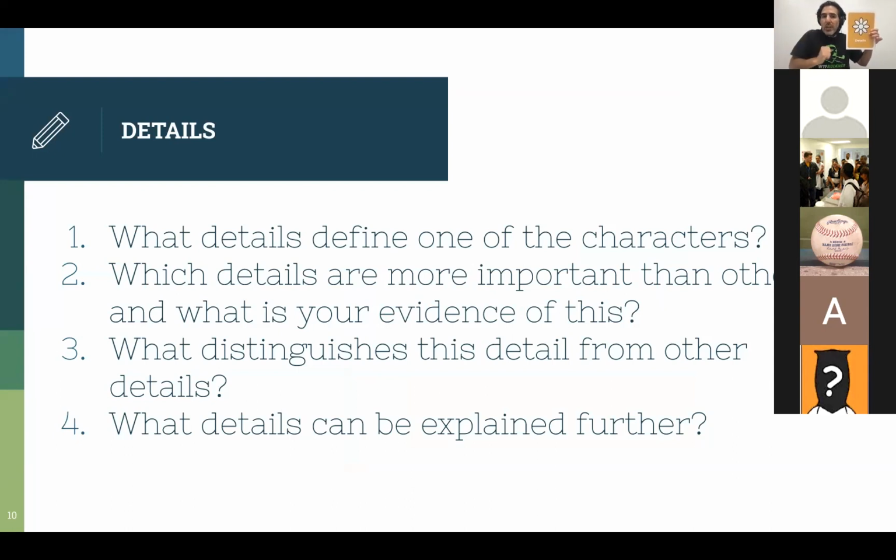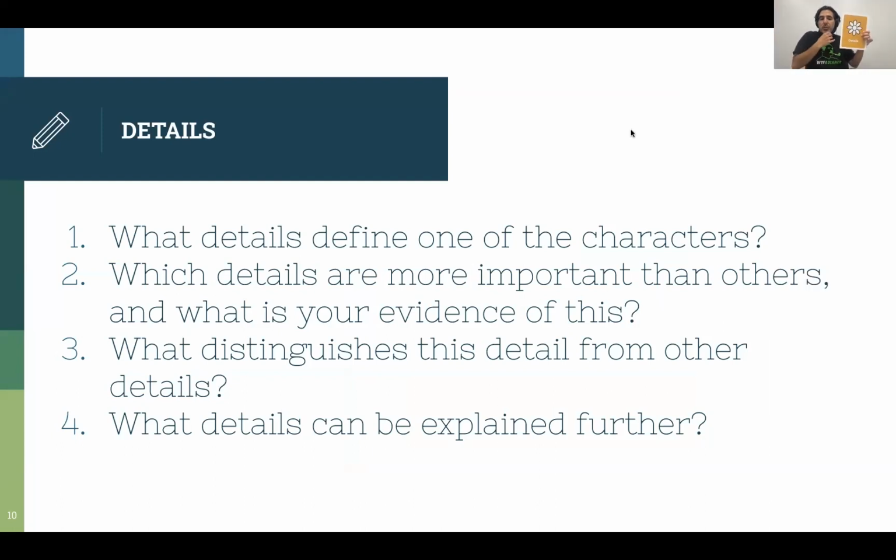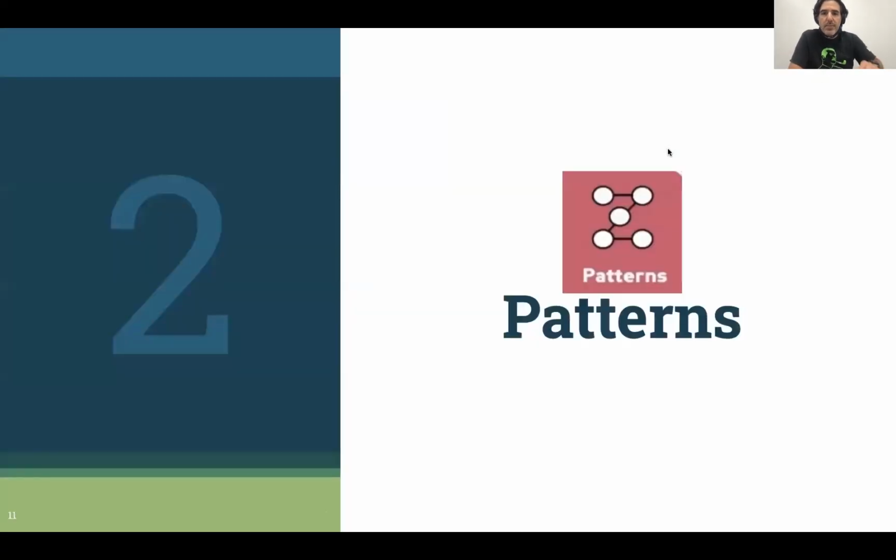Question number 1, what details define one of the characters? 2, which details are more important than others, and what is your evidence of this? 3, what distinguishes this detail from other details? 4, what details can be explained further? There's more to that. I just put those there for now. Let me actually click here.